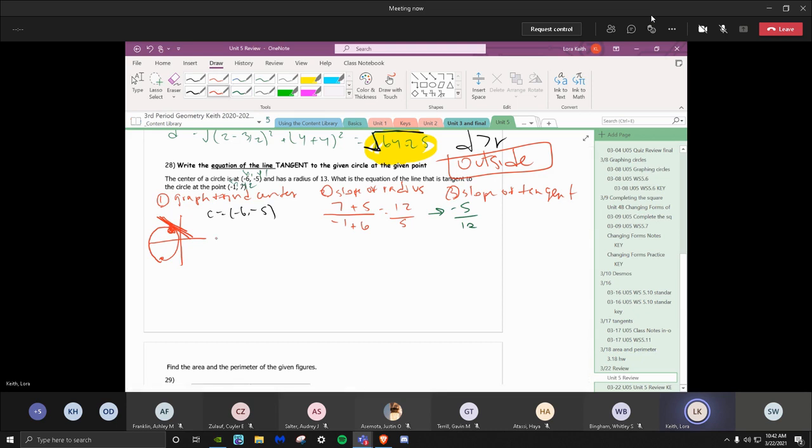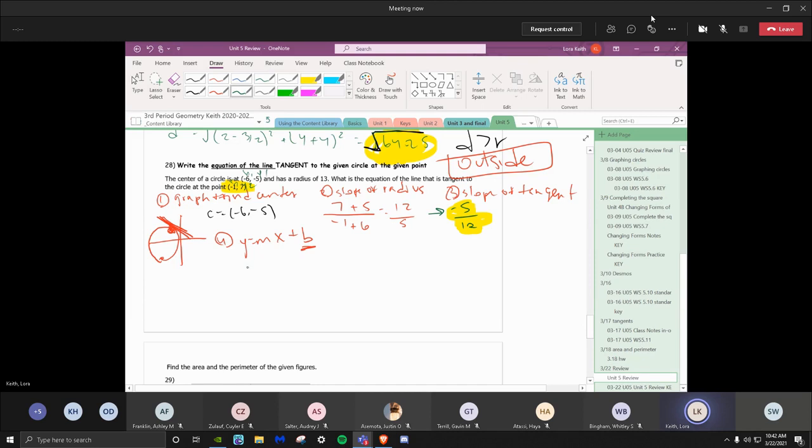Okay, our next step is to plug it into y equals mx plus b. So right now we're trying to find the b. We don't know what the y-intercept is. But what we do know is that we have this point, -1, 7, and we're going to plug it in for x and y, and we're going to plug in our slope, that's -5 over 12, and we're going to find what b is.